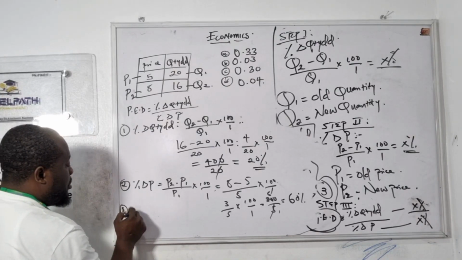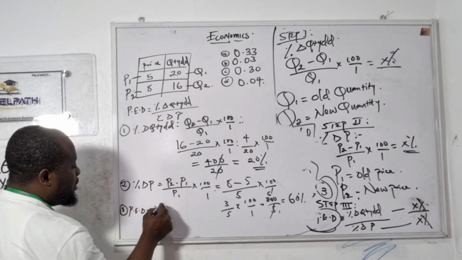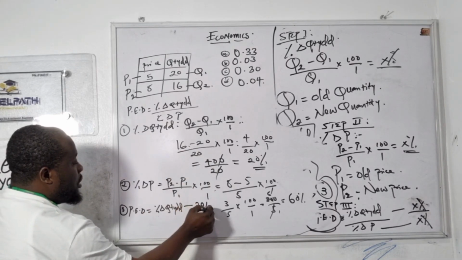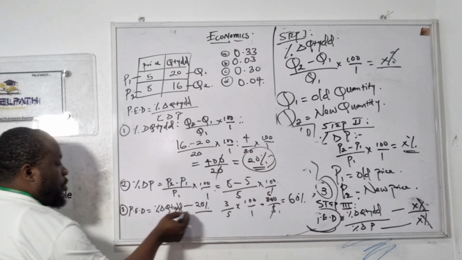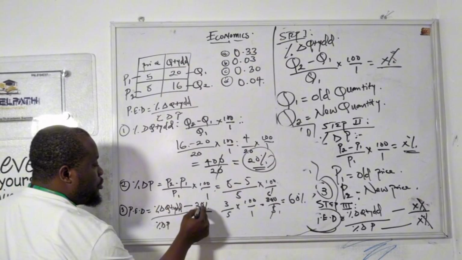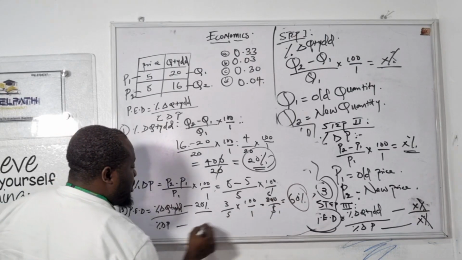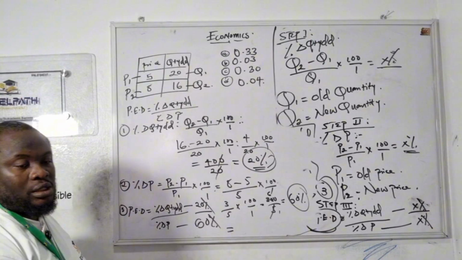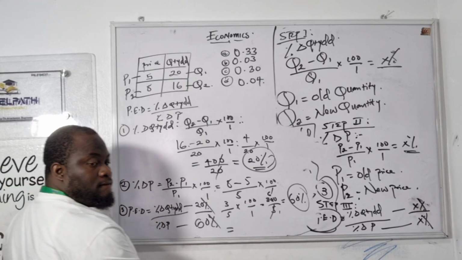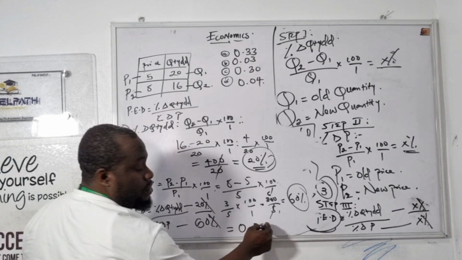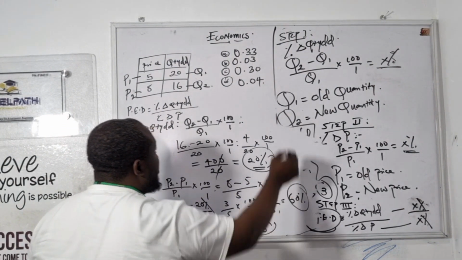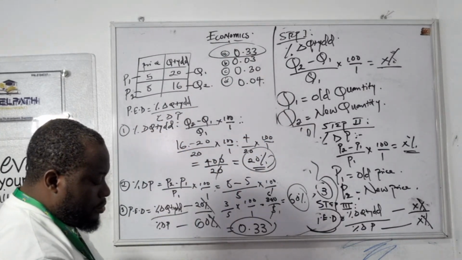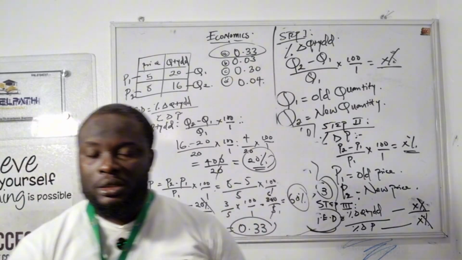Our third step says your price elasticity of demand will be equal to the percentage change in quantity demanded that I've gotten in step 1, which is 20%, divided by the percentage change in price that I've gotten in step 2, which is 60%. Percentage cancels percentage. 20 divided by 60 will give us 0.33. So our answer is Option A, 0.33. Option A is the correct answer.